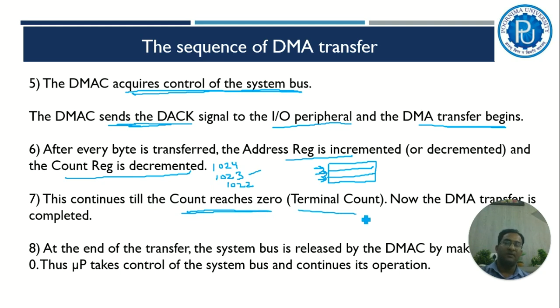That means terminal count. When we reach the terminal count, the DMA transfer is completed, and again the whole data bus, address bus, and control bus will be given access to the microprocessor. So at the end of the transfer, the system bus is released by the DMAC, and the signal will be made 0. So the microprocessor takes control of the system bus and continues its operation. So this was about the sequence of the DMA transfer.